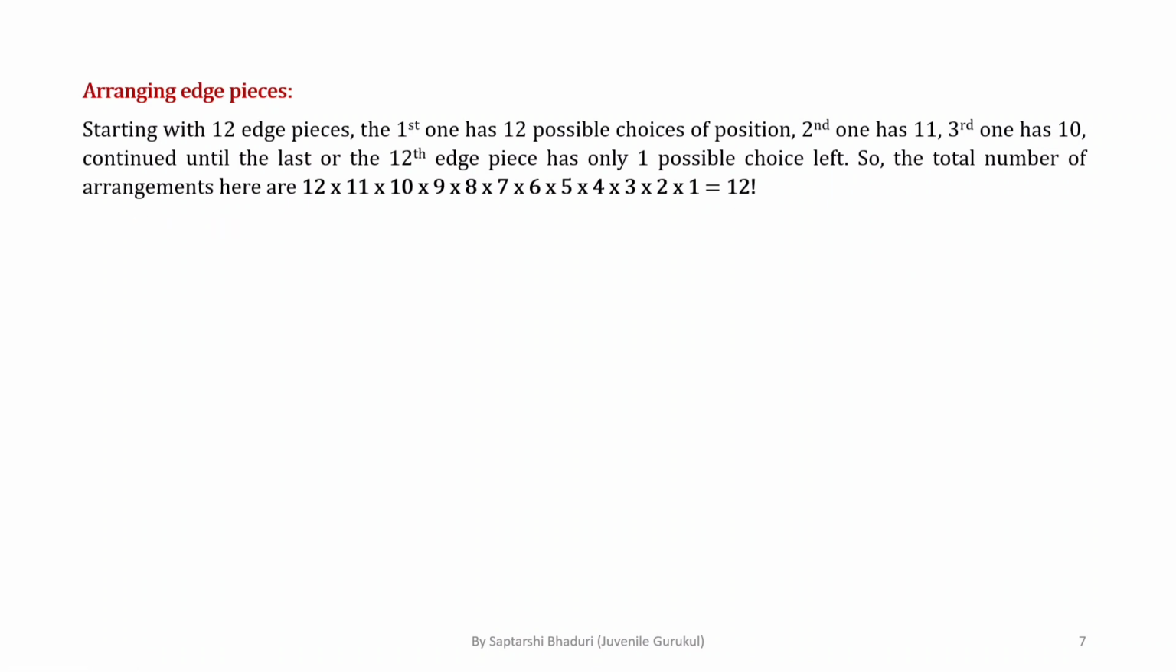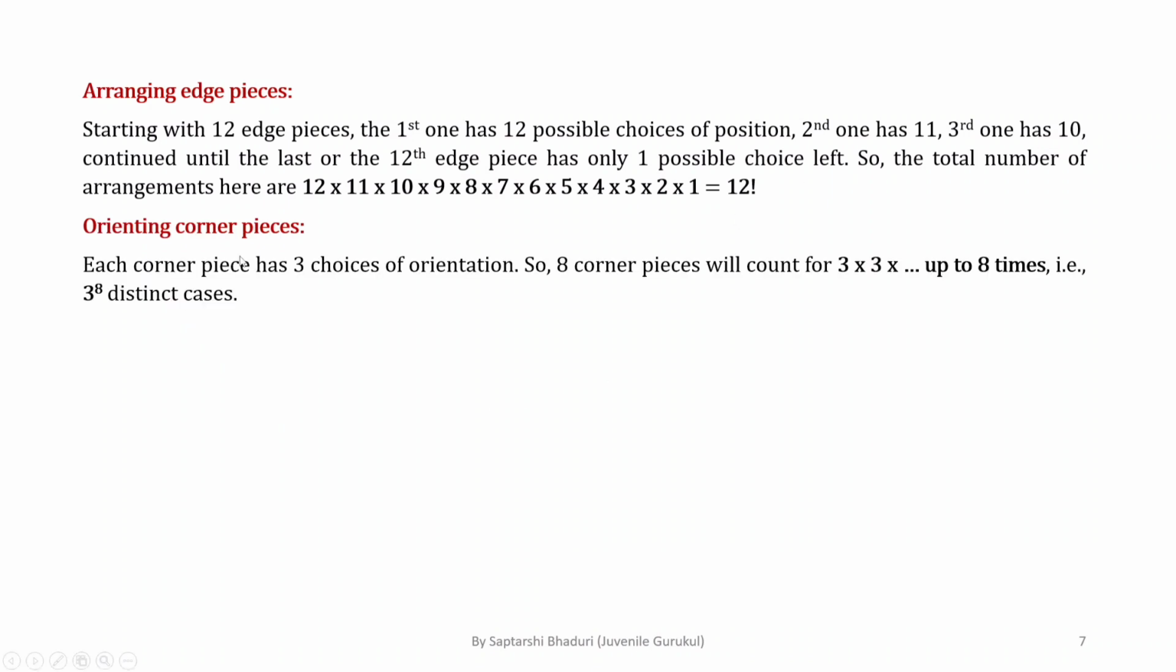Now, after arranging the pieces in the Rubik's cube skeleton, we have to consider the individual orientations also. So at first, we are orienting the corner pieces. Each corner has 3 possible choices of orientation. So 8 corner pieces will count for 3 times 3 times 3 up to 8 times. That is 3 to the power 8 distinct cases.